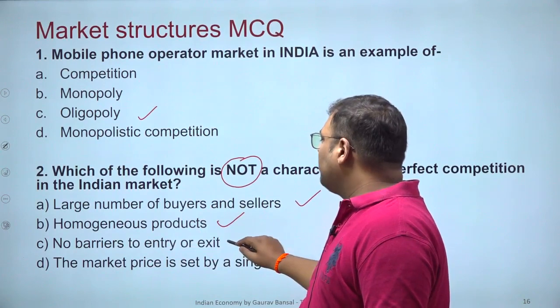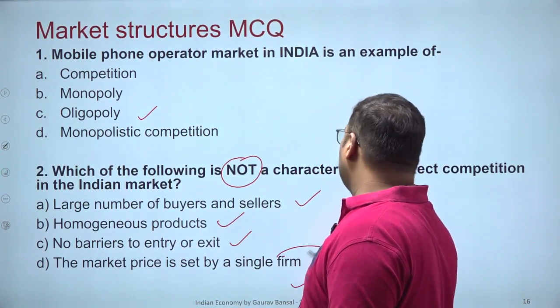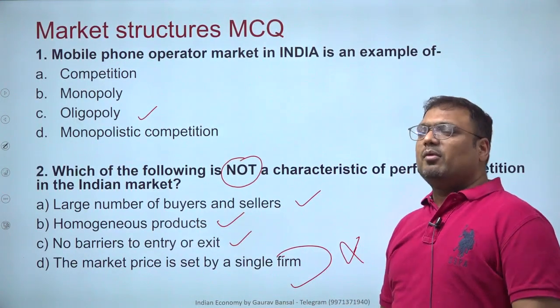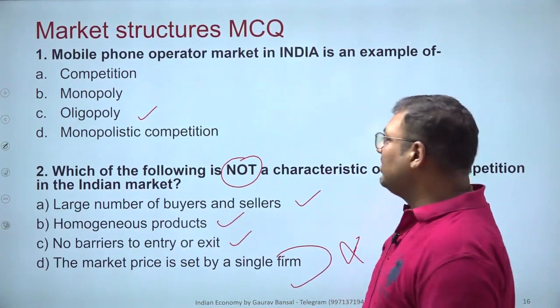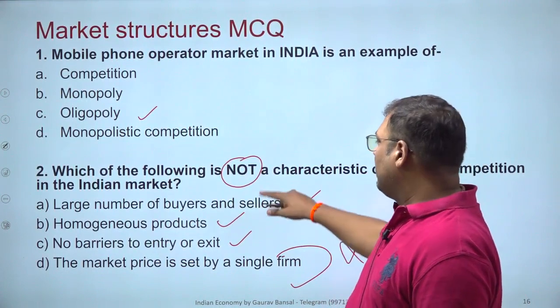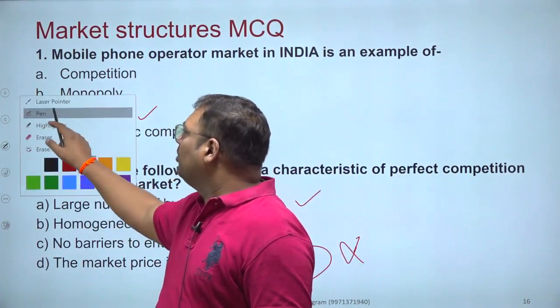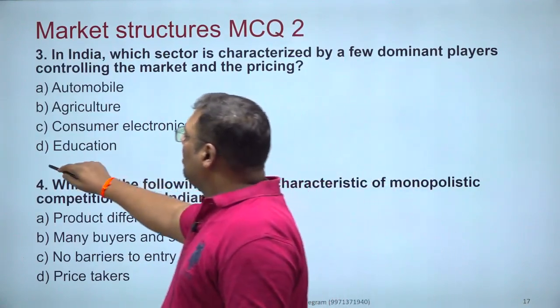No barriers to entry or exit, this is also correct. The market price is set by a single firm, no, that is incorrect. That is a monopoly feature. Okay, a single firm can't set price in perfect competition. The firm takes the price. Firms cannot decide the price. So these are the features of perfect competition. Okay, so I hope this revised some of the things for you. I will also discuss some additional facts about each of these. Next question.